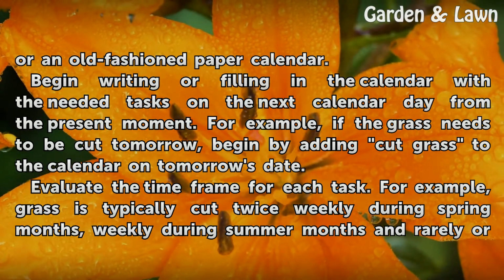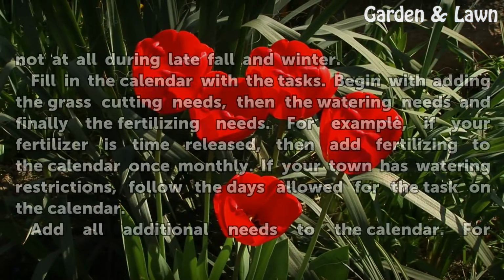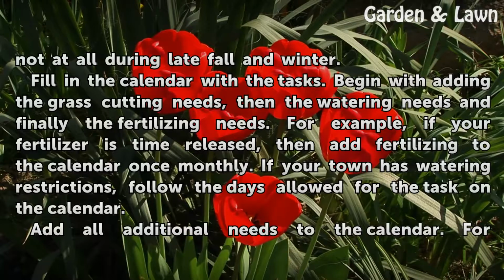For example, grass is typically cut twice weekly during spring months, weekly during summer months and rarely or not at all during late fall and winter. Fill in the calendar with the tasks. Begin with adding the grass cutting needs, then the watering needs and finally the fertilizing needs.